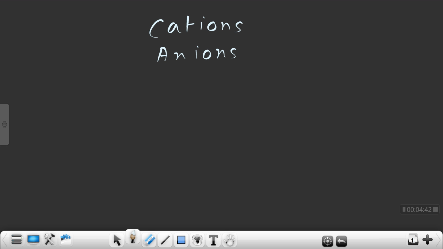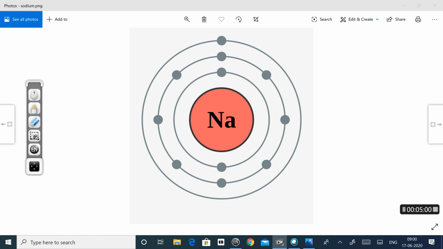Once again, if an atom loses electron, it will become positively charged. Positively charged ions are called cations. And if an atom gains electron, it will become negatively charged. Negatively charged ions are called anions. Look at the atomic structure of sodium.